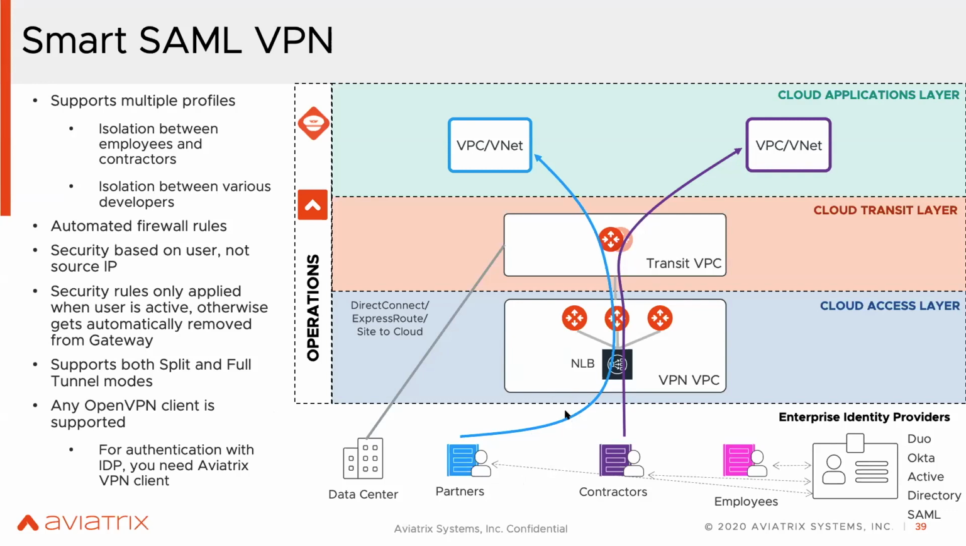We also provide a client, which we developed, and you should use that client if you want to authenticate through IDP, because it has everything built in, the SAML and everything. But if you don't have this requirement, you can use any OpenVPN supported client. So it's very simple, seamless, and easy to deploy.